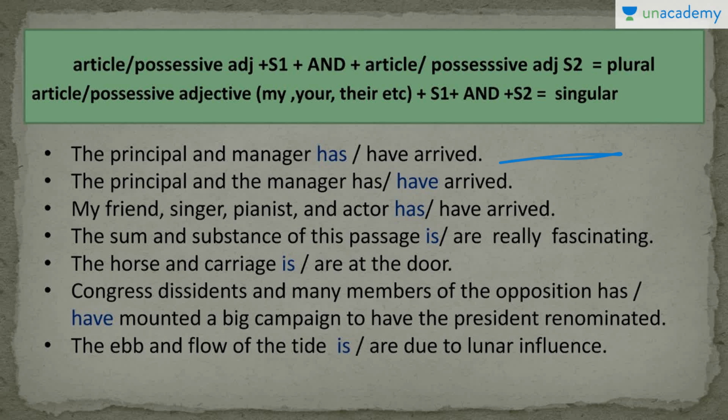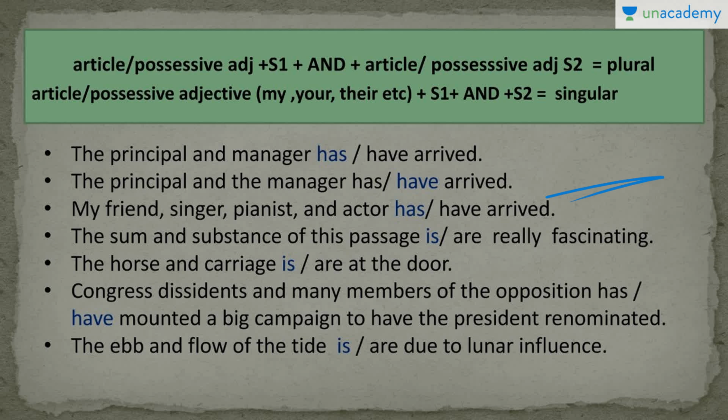The sentences: the principal and manager has or have arrived. Here you can see there's only one article, the, used at the beginning of the sentence. Therefore, it means that there's only one person who is principal and manager both. Therefore, it has to be followed by a singular verb, and hence the sentence would be the principal and manager has arrived.